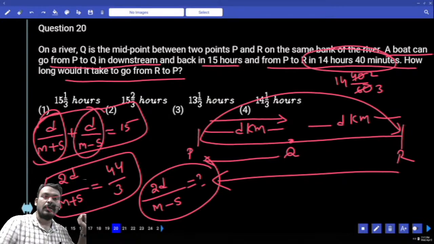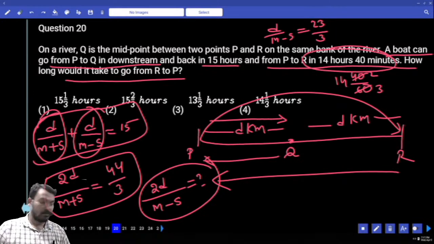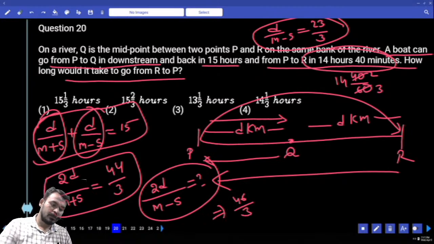D by m minus s, or not? D by m minus s, we are getting how much? 23 by 3, or not? But which one do we require? 2D by m minus s. How many times do we need? 2 times, or not? 2 into 23 is 46 by 3, or not? 46 by 3 means the first option or the second option? First option.